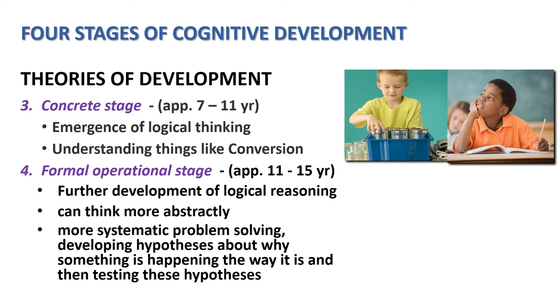We see the development of more systematic problem solving. So again, this is more formal operational. These cognitive abilities are now usable, operational. More systematic problem solving, developing hypotheses about why something is happening and the way it is happening, and then testing that. Right? So that's basically the scientific method right there. But getting more logical.